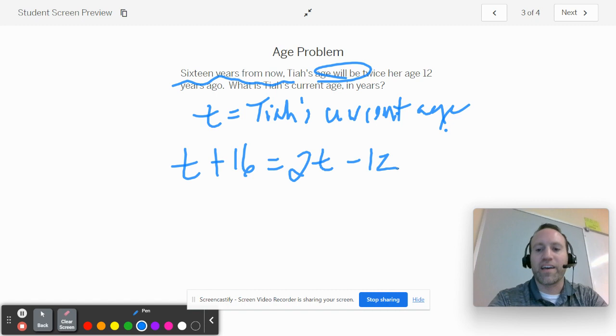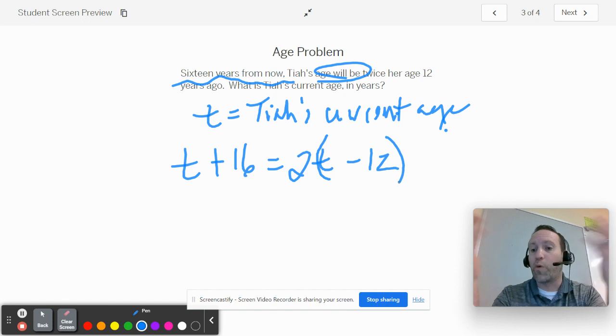So does that look like this? Not quite. Because what are we multiplying by 2? We're multiplying her age from 12 years ago by 2. So we need parentheses around this because we need to subtract 12 first off her current age. It might help to use a number for her current age. Just make it up and go with it for now.